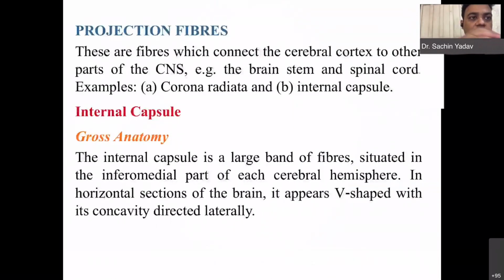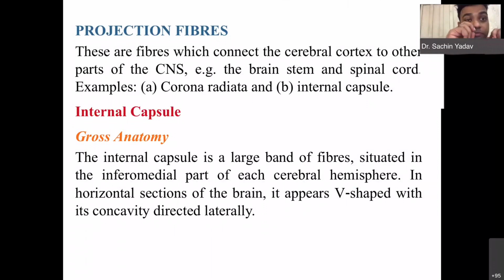Now the projection fibers. Till now we have seen the commissural fibers and association fibers. Now the projection fibers, most important. These are the corticopetal or corticofugal fibers, coming inside the brain from the outside or going from the brain to the outside of the cranial cavity.